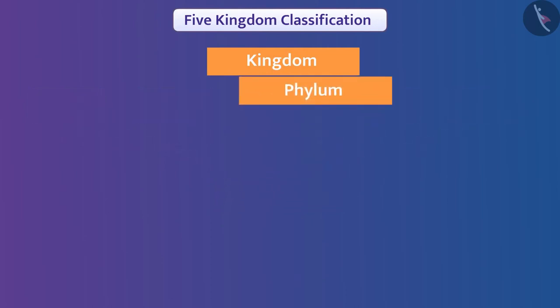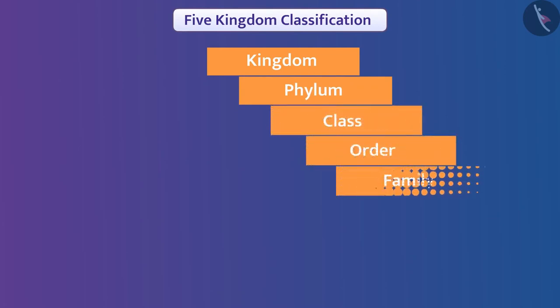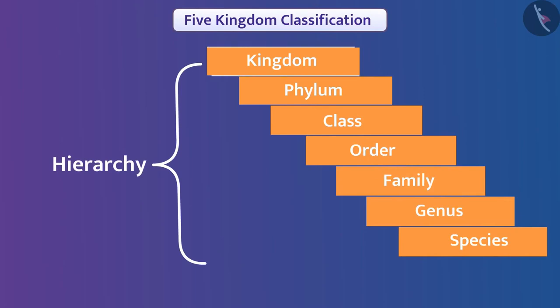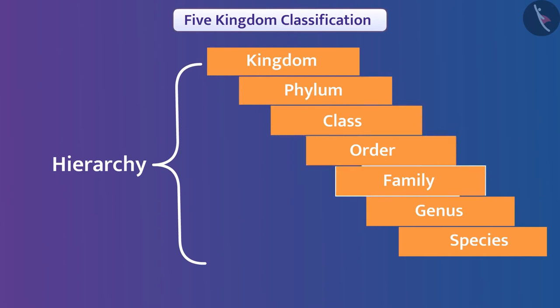Similarly, on the basis of characteristics, organisms are divided further into smaller groups at different levels, from which a hierarchy is developed. In this hierarchy, there are kingdoms at the upper level and at the lower levels respectively there are phylum, class, order, family, genus, and species is placed at the lowest level.